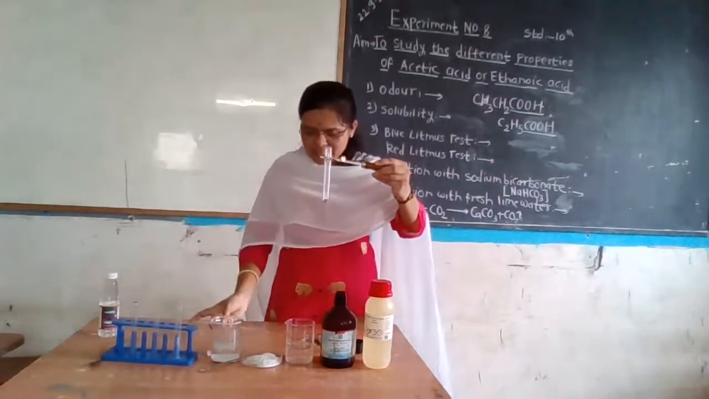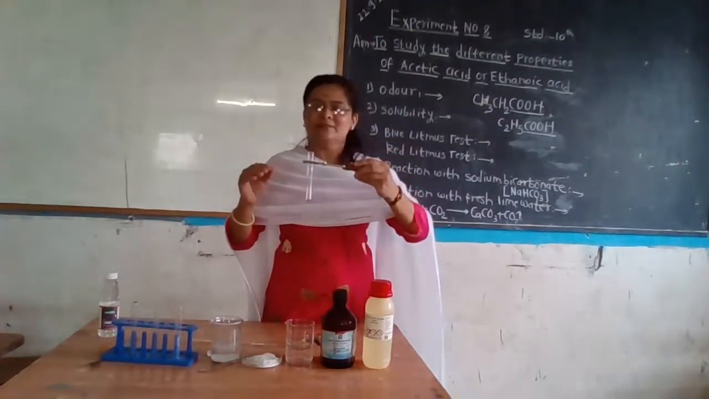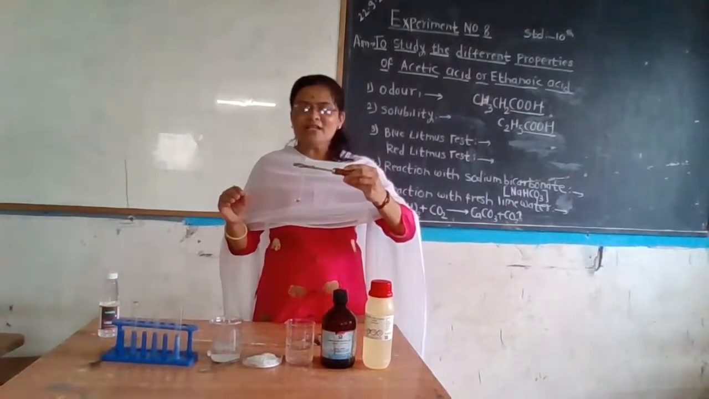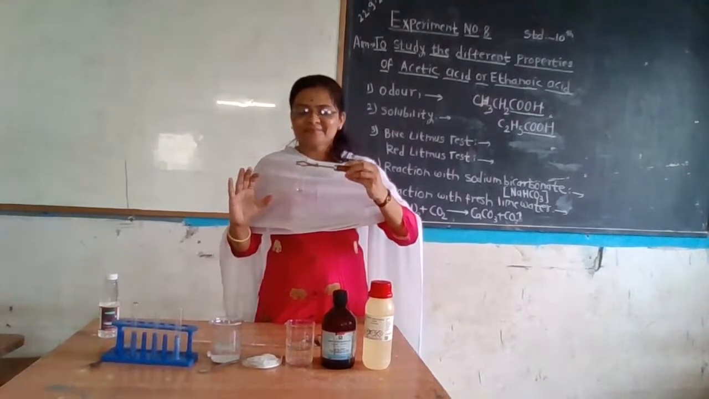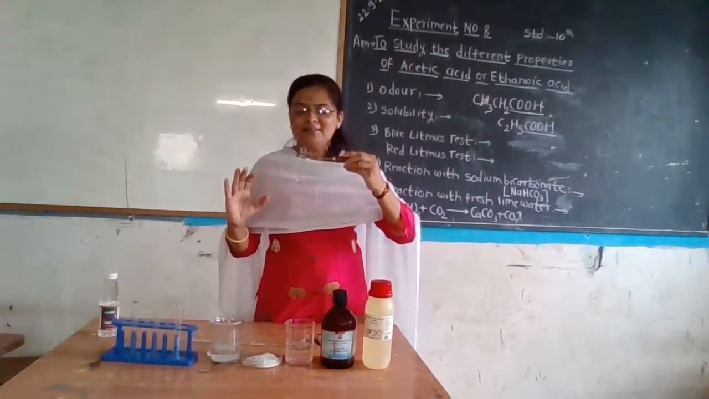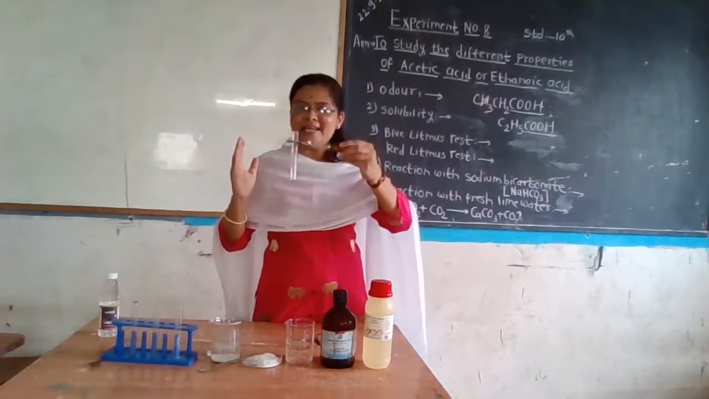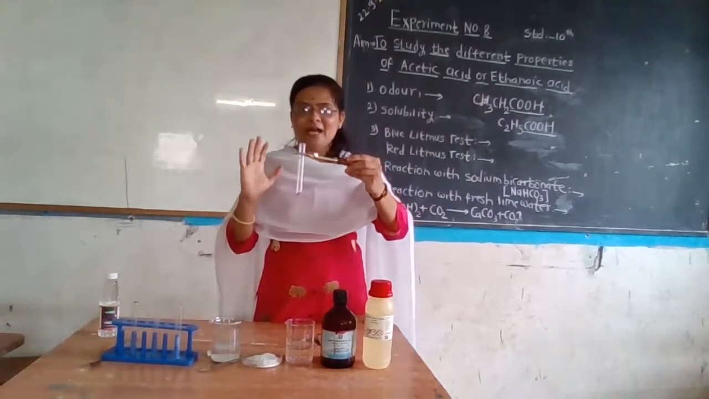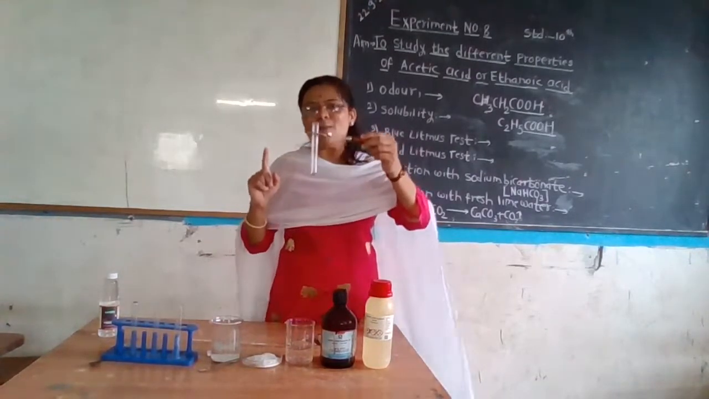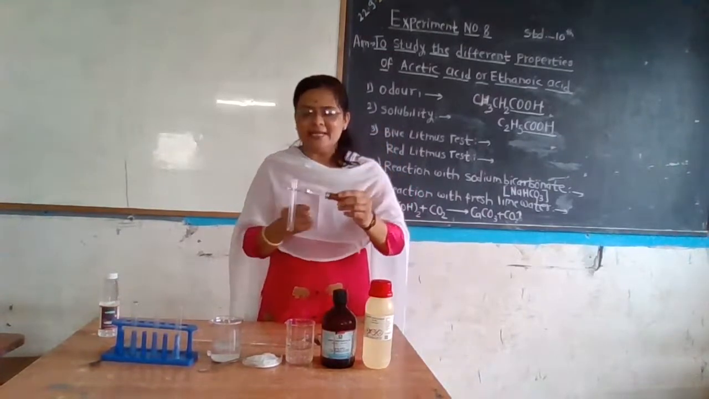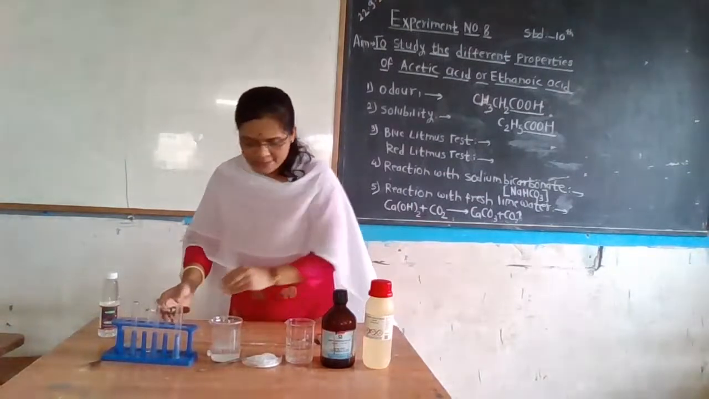And the first physical property of acetic acid is, how is the smell? I am taking the smell. One should smell it not close to the nose. And the smell of acetic acid is pungent. The odor of acetic acid is pungent. This is the first property of acetic acid. I am putting this test tube in the test tube stand.